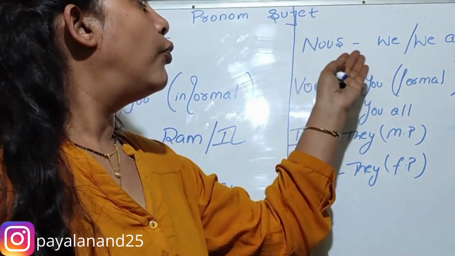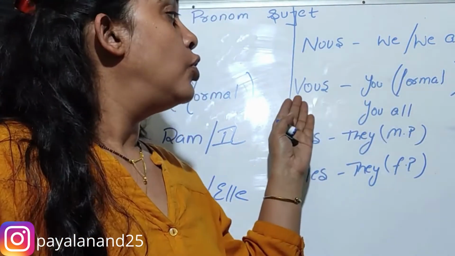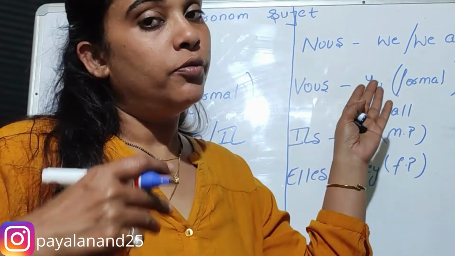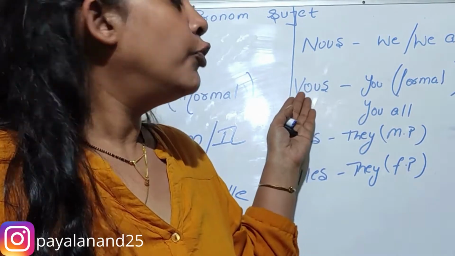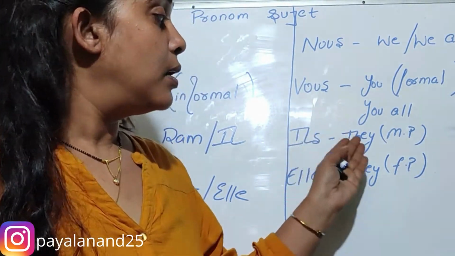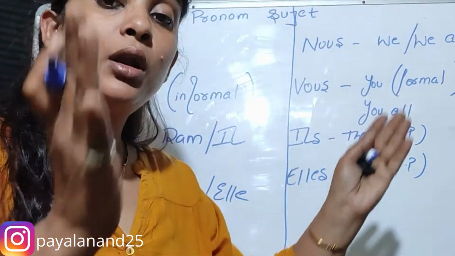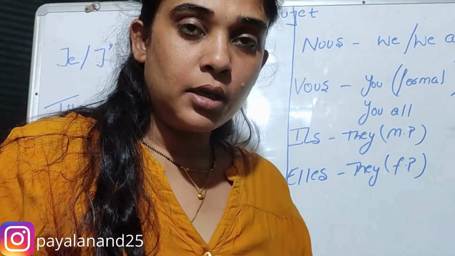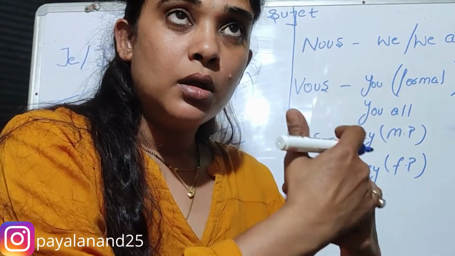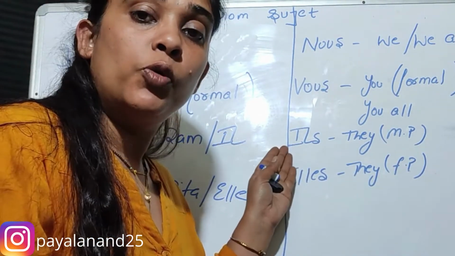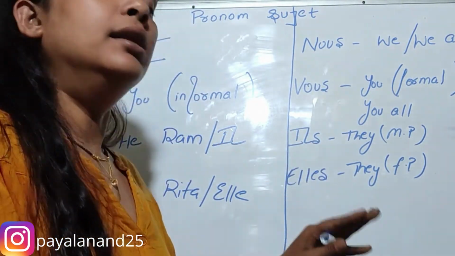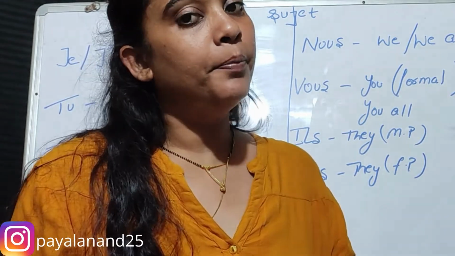Nous, we, or we all. Vous, you, for giving respect to the elder person, or for the collective noun. Ils, they, masculine plural. A lot of boys are there, or 99 girls and one boy is also there. At that time also we will be using "ils". Elles, simply for feminine plural.